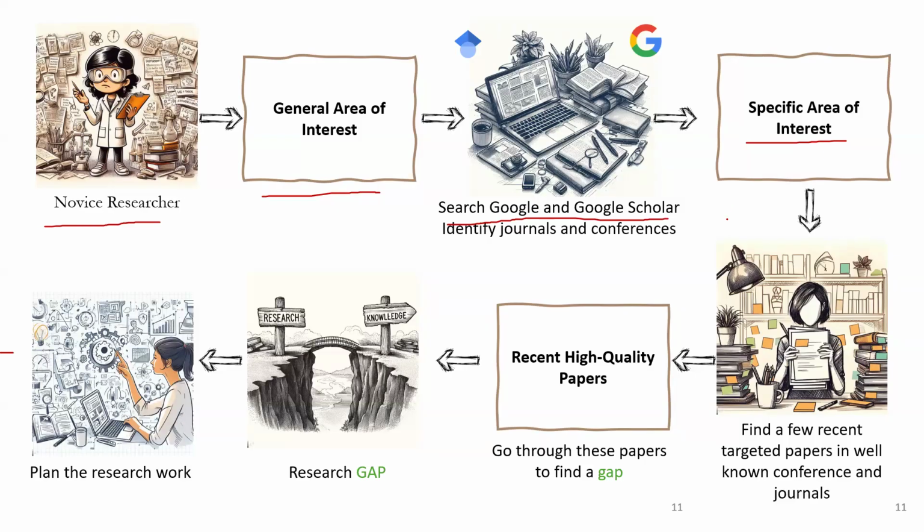After you find that very specific area of interest, something that you should essentially do is find a few recent target papers in well-known conferences and journals. When you have these few papers, we go through them and find the research gap. Finding the research gap, that means an existing deficiency in those papers, is a key thing that is required to embark on a research problem. The aim of our research is to bridge this research gap with the contribution that we make. Only then can we plan our research work.